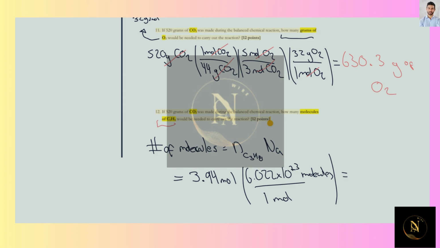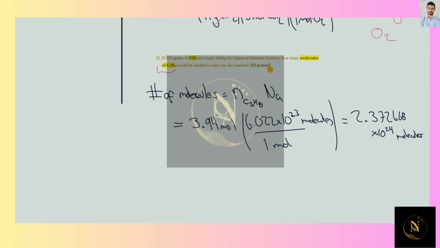So the result would be 2.372668 times 10 to the 24 molecules. Rounding up to 3 significant digits, this is approximately 2.37 times 10 to the 24 molecules.